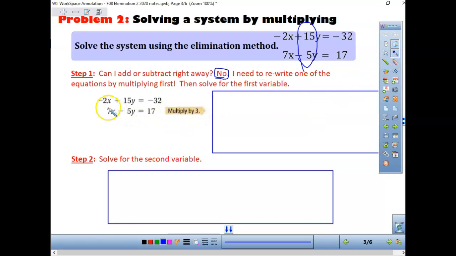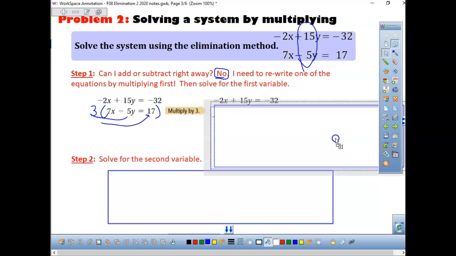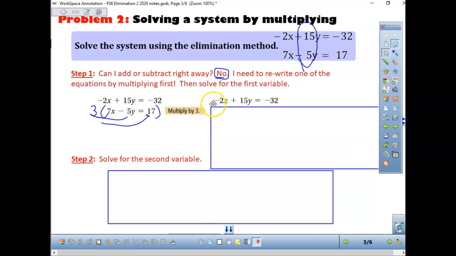And sometimes I'll have students do this. I'll have them put this whole thing in a parenthesis and put the 3 either in front or behind it, right? I have to take every single thing times 3. Do I have to do that in the first equation? No, copy the first equation exactly. Negative 2x. Start writing, Carter. Plus 15y equals negative 32.